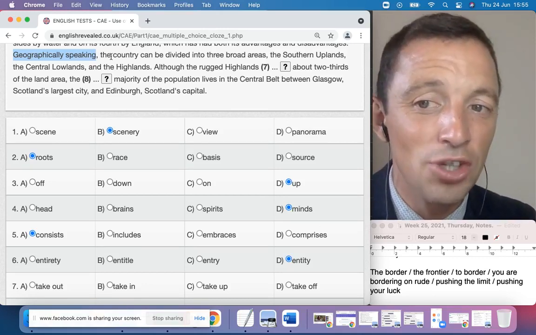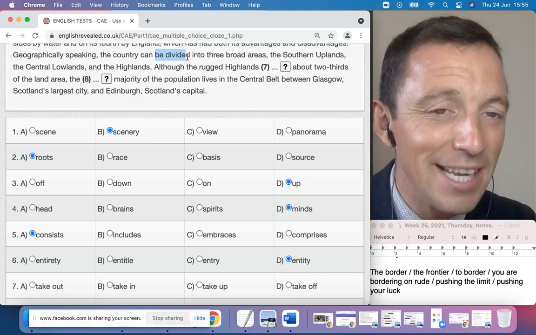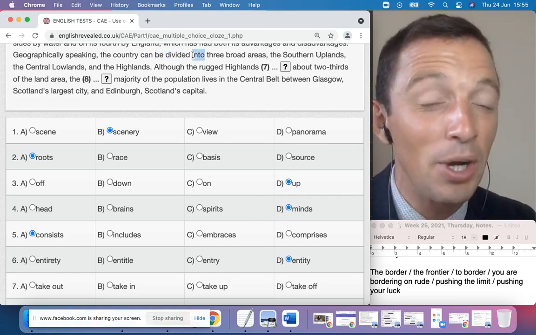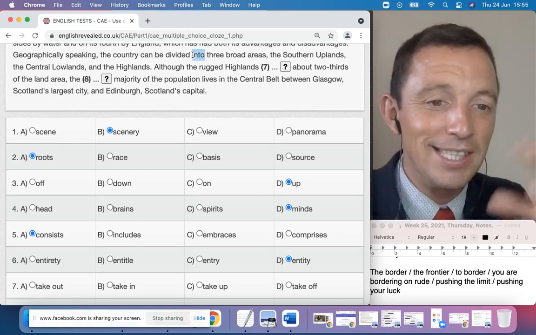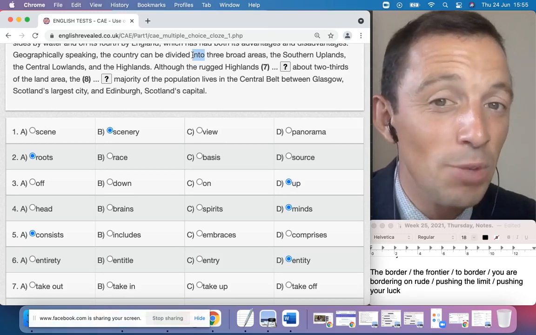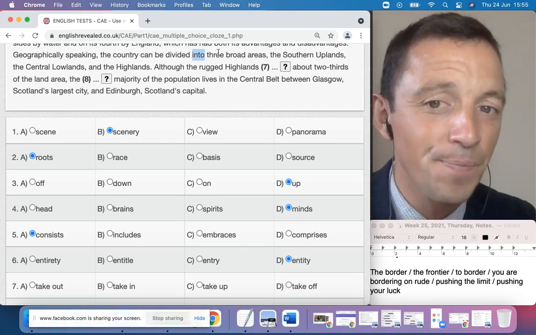The country is the subject. Can is the ability. So the country has the ability. Be divided, that's the passivo, because you have the verb to be plus the participle. Divided is very typical with the preposition into. You divide the chocolate cake into 6 pieces, and the country can be, it has the ability to be separated, to be divided into 3 broad areas.